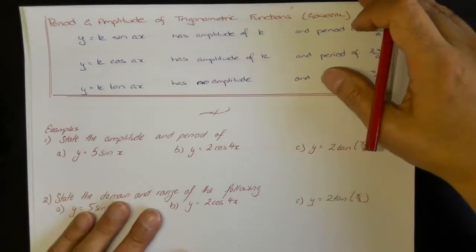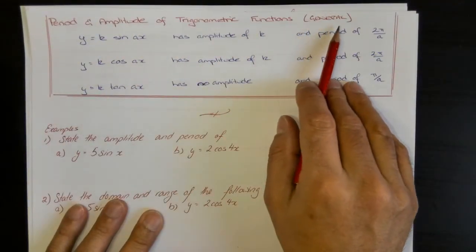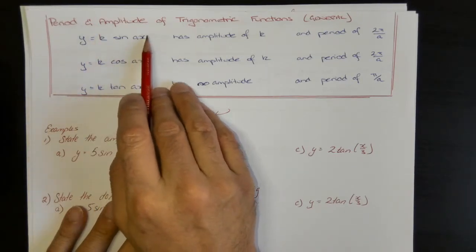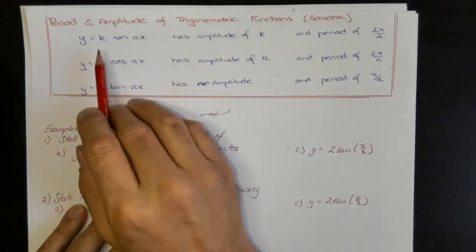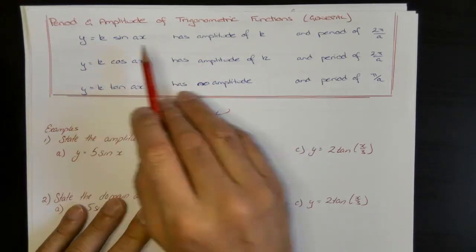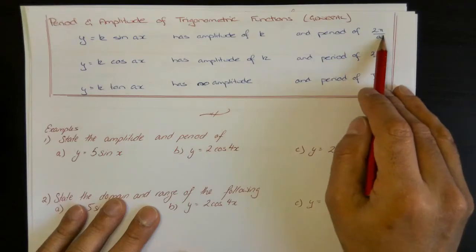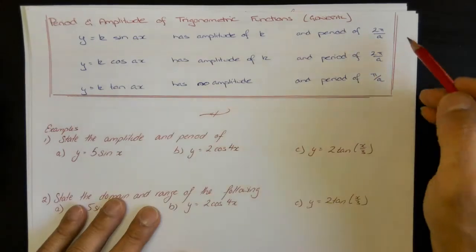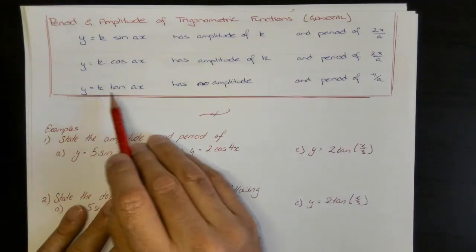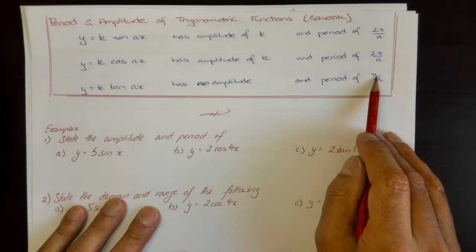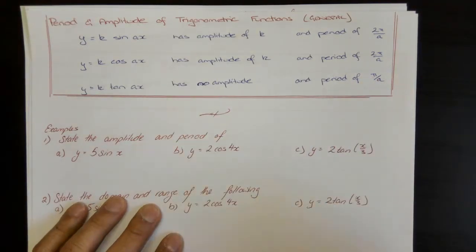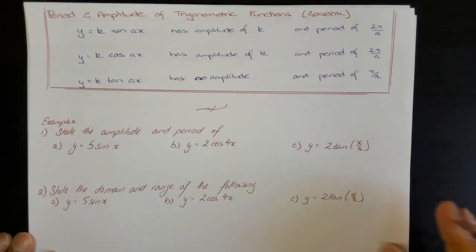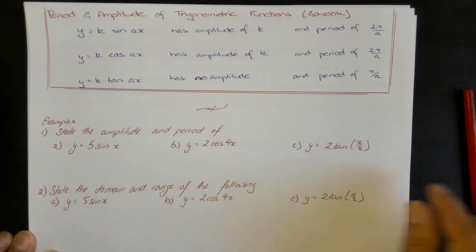Just before we start with the examples, the period and amplitude of trigonometric functions in the general form: if we have y equals a constant k multiplied by sine of a x, then it has an amplitude of k and a period of 2 pi over a, because sine and cosine have a period of 2 pi. But tan has a period of pi, so it'll be pi over a to find the period. Obviously tan has no amplitude. All right, so let's state the amplitude and period of these.